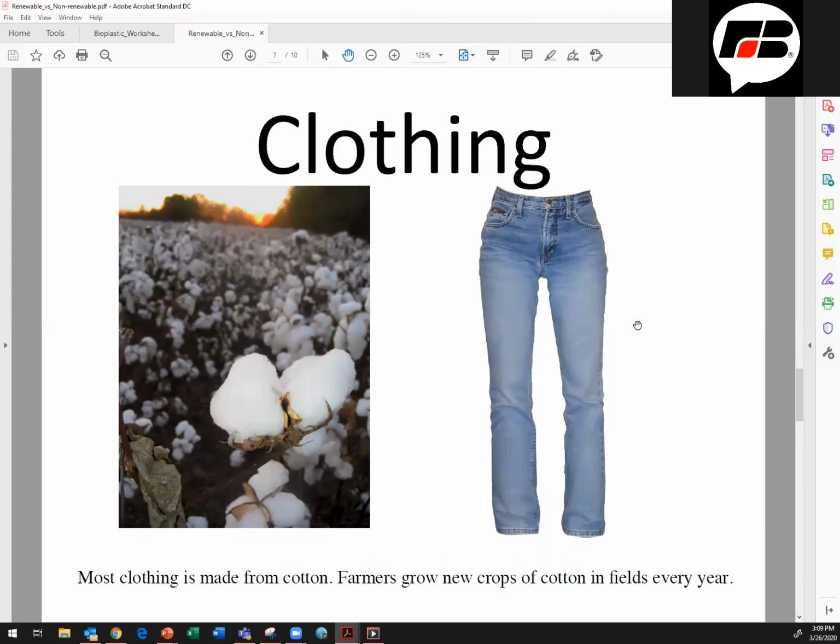Clothing. Most clothing is made from cotton. Farmers grow new crops of cotton in fields each year. Is this a renewable or non-renewable resource? This would be a renewable resource because the farmer grows the cotton in the field every year, just like the other food we talked about.